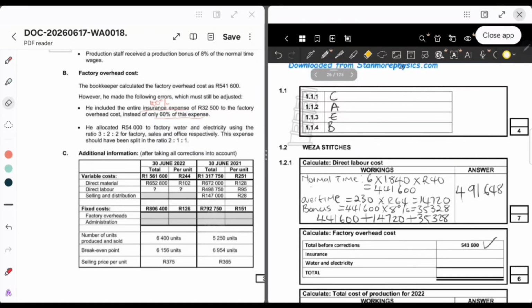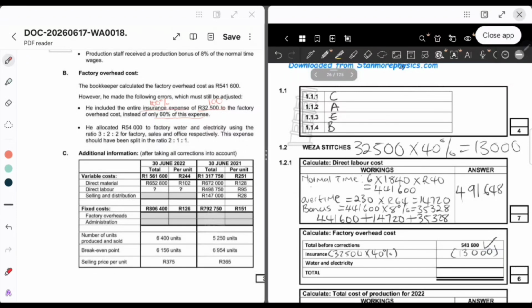The first method is you can just calculate. You take the 32,500 because it is said to be 100%, and then you calculate 40% of it, which is going to give you 13,000 rands. So you go to your insurance, open a bracket and say 32,500 times 40%, then it's going to give you 13,000 rands. You put it in brackets because we need to take it out.